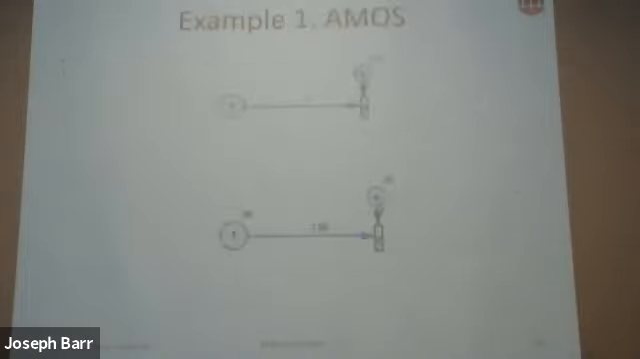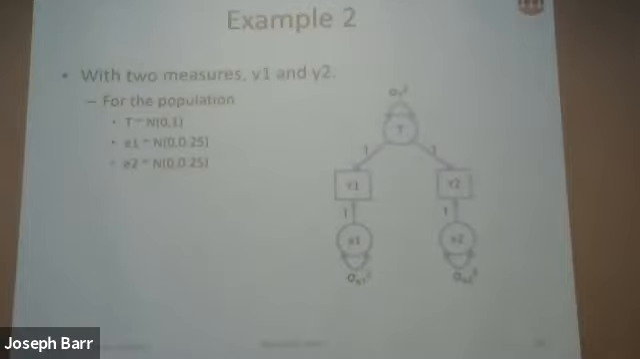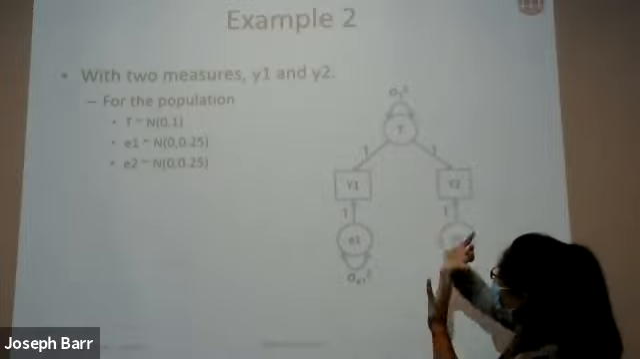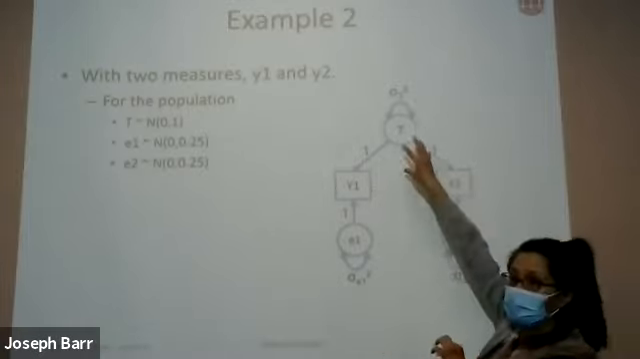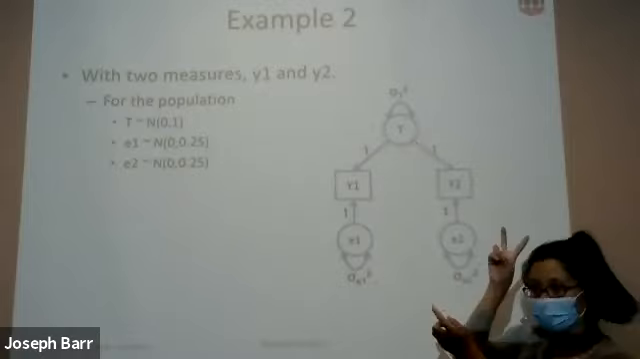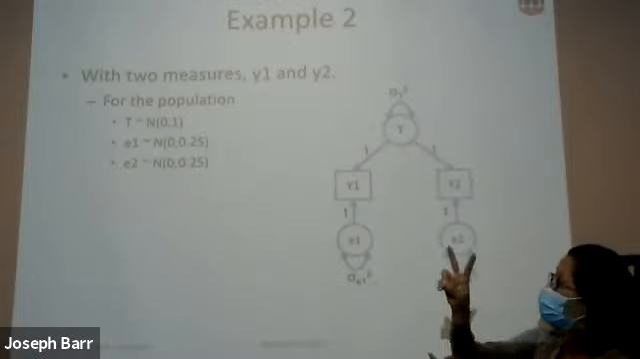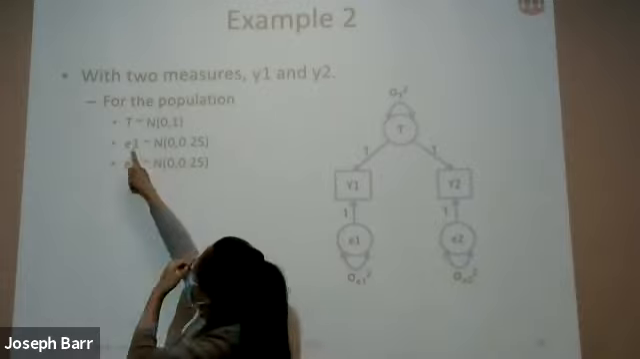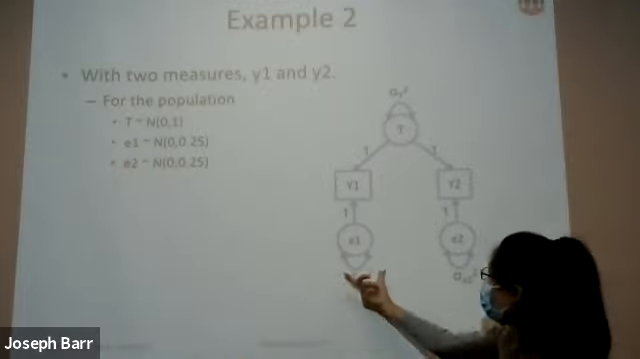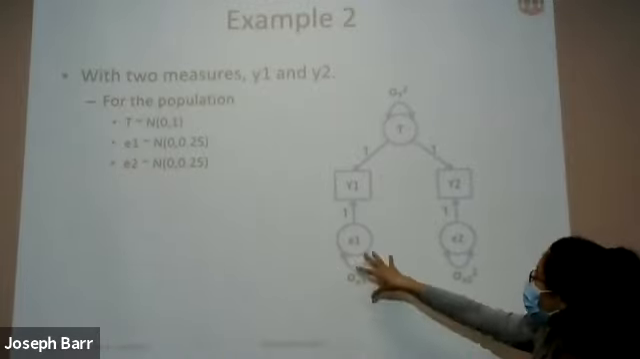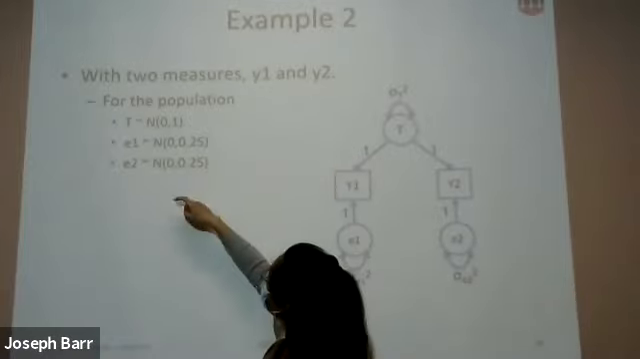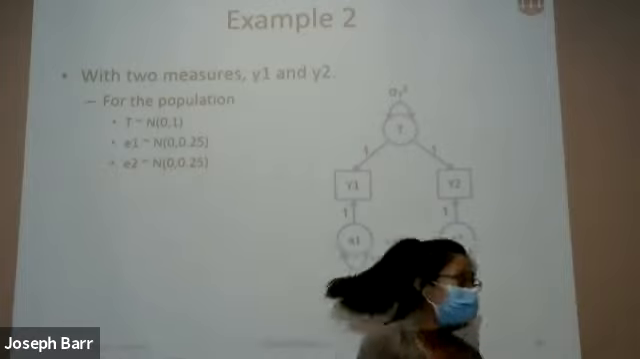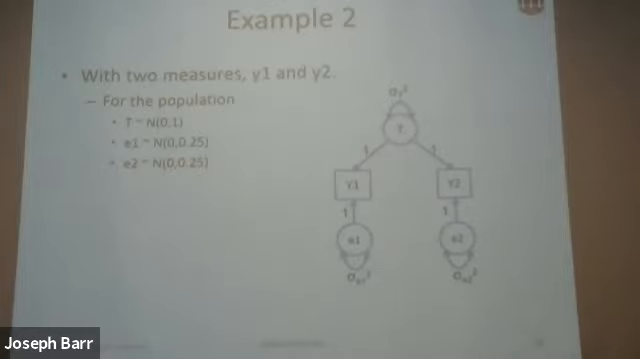Okay, let's go to the second example. Now we have two observed variables, y1 and y2. Both of them measure the same T. From the same T, we have two sets of observed variables. Same T, but due to different measurement errors, E1 and E2, we have two variables, y1 and y2. We have the same setting for E1 and E2.